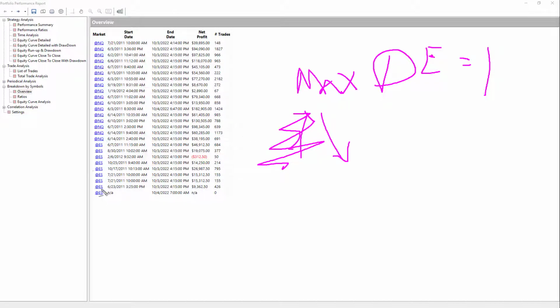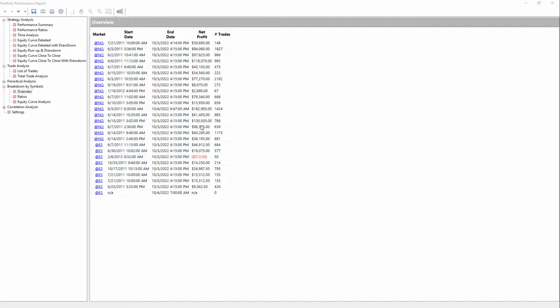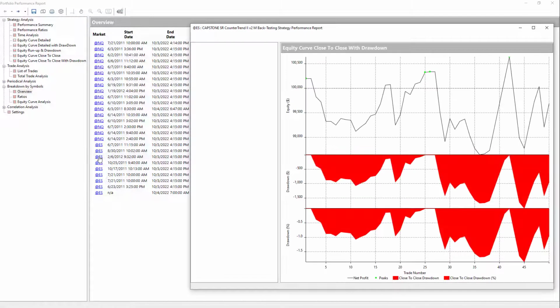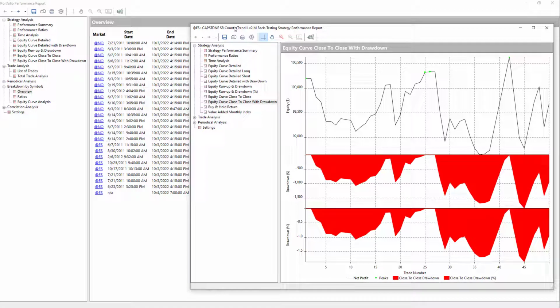Some of these alternate. This one alternates to longs based on a short signal. If it's a short and then it fails, it reverses to longs. And so let's go in here and take a look at each of these. First thing you'll notice is the net profit on this one. Let's take a look at this. SR counter trend 2 V2M.